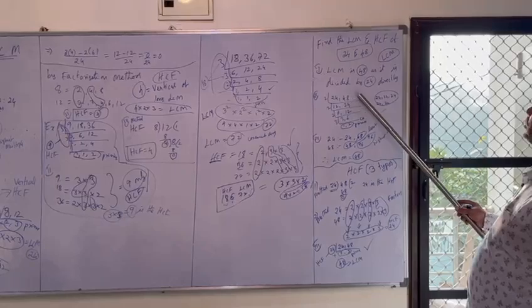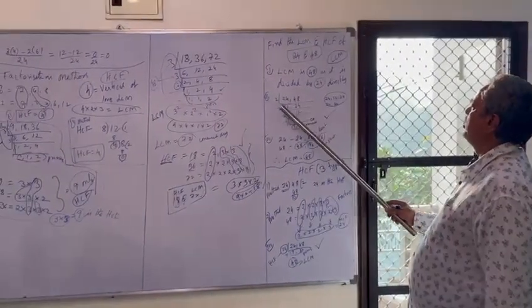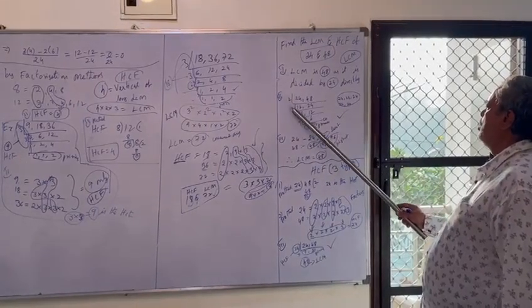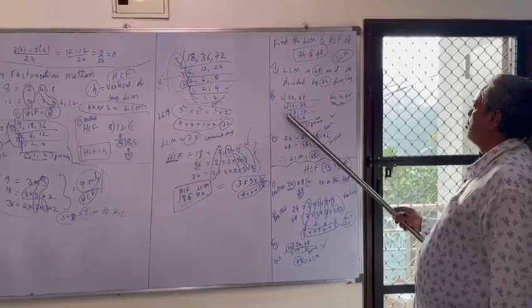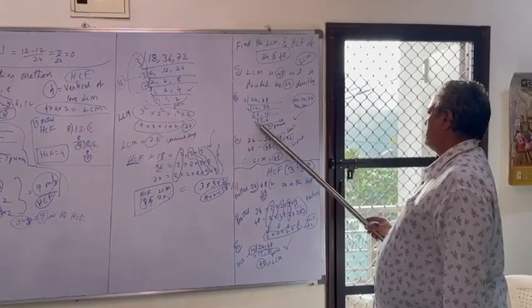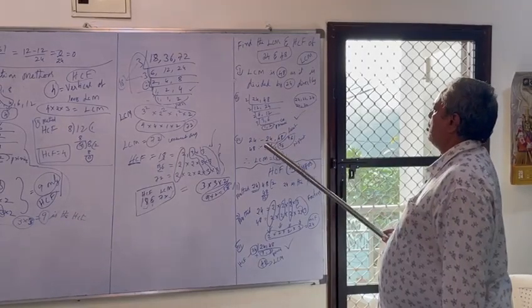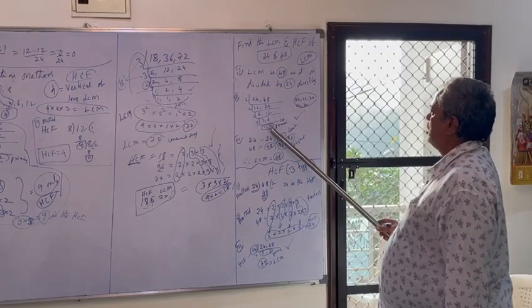Next, the upside-down division method for the LCM of 24 and 48. 2 12s are 24. 2 24s are 48. 2 6s are 12. 2 12s are 24. 2 3s are 6. 2 6s are 12. Then 3 1s are 3. 3 2s are 6.